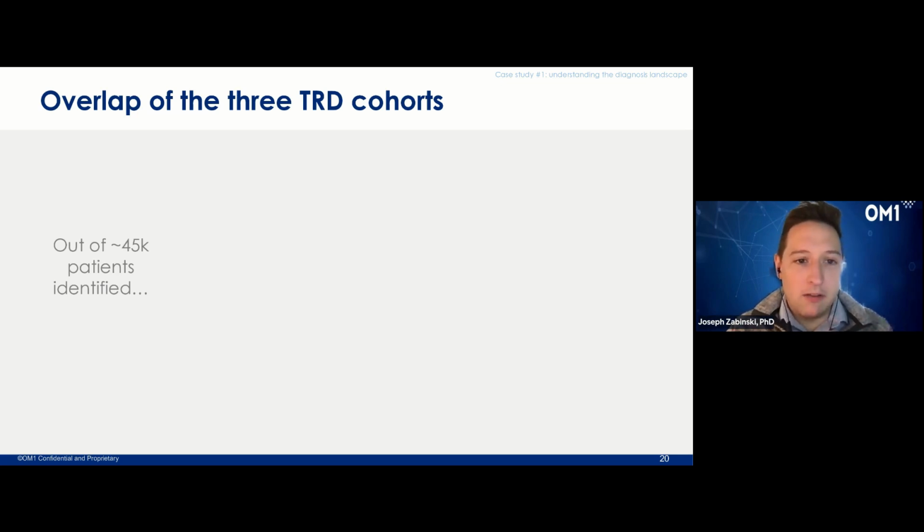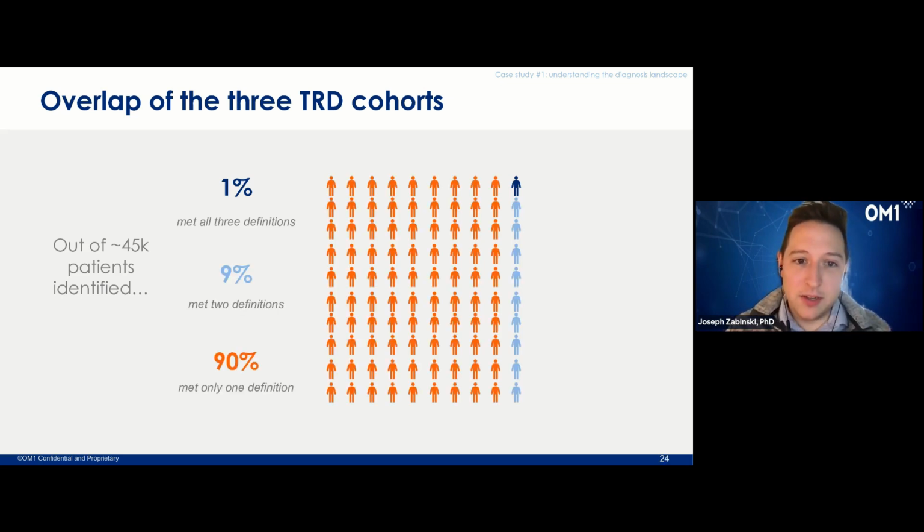Long story short, out of about 45,000 patients that we found within our major depressive disorder data set who have been identified by one of these mechanisms, the question is, what overlap would we expect among these three different cohorts? So the answer is 1%, which shocked me perhaps as much as it shocks any of you based on your responses. Only 1% of patients that were identified here actually met all three definitions. What that is to say, in other words, the other 99% of patients were missed by at least one definition. And in particular, 9% of patients met two definitions. The remaining 90% met only one definition.